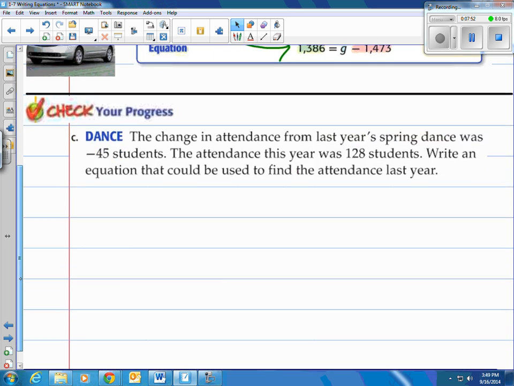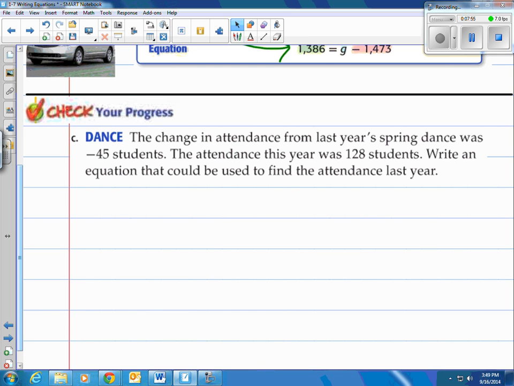Let's try one on our own here. Go ahead and pause and then see how you do and come on back. It says the change in attendance from last year's spring dance was negative 45 students. The attendance this year was 128 students. Write an equation that could be used to find the attendance last year. So the change in attendance from last year's spring dance was negative 45. So the change in the dance, I like change.